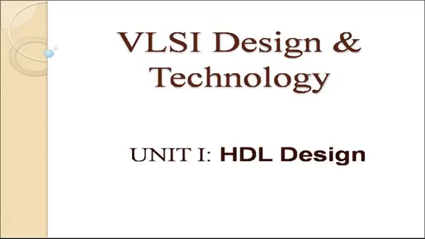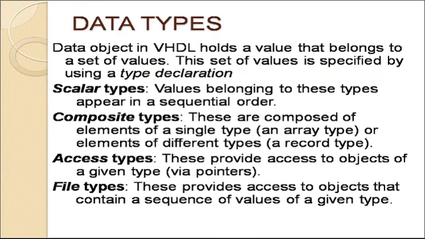Hello. In the earlier lecture, we have seen what the different data objects in VHDL are. Now we will see what the different data types in VHDL are. Actually, whatever data objects there are in VHDL, each holds a value which belongs to a specific type. In the earlier example where we saw X as a bit, bit is a data type and X is a data object of the type signal.